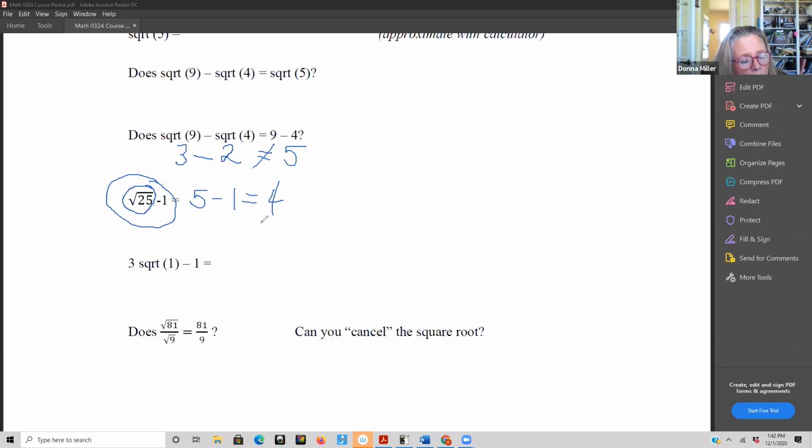All right, so 3 times the square root of 1 minus 1 is what they want you to do. So the square root of 1 is 1, because 1 times 1 is 1. So it's 3 minus 1, which is 2.